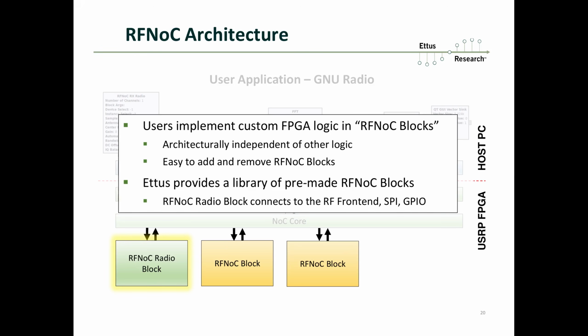The rfnoc radio block provides the connection between the FPGA and other components in the radio, such as the RF front end, the ADCs and DACs, and the GPIO. For receive operations, IQ samples are output from the rfnoc radio block. For transmit operations, IQ samples are input into the rfnoc radio block.